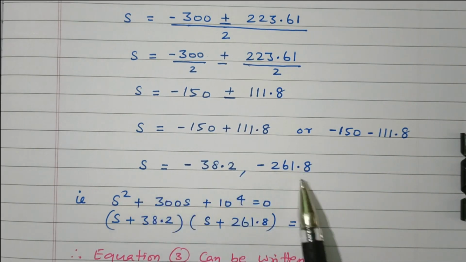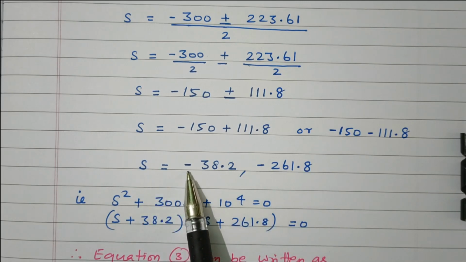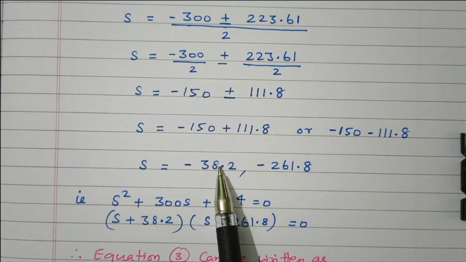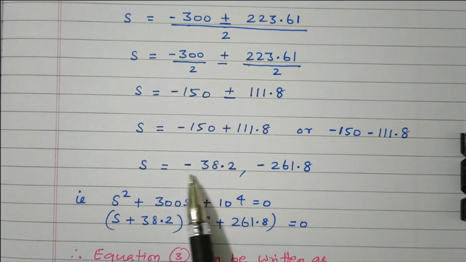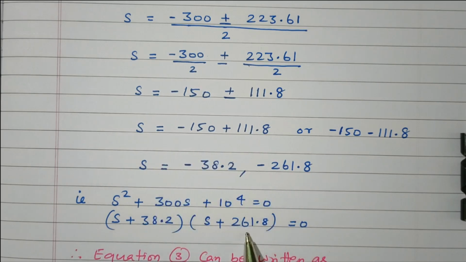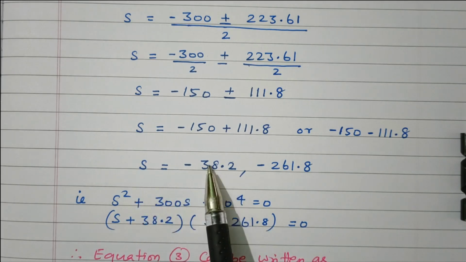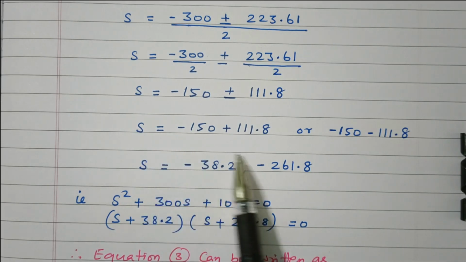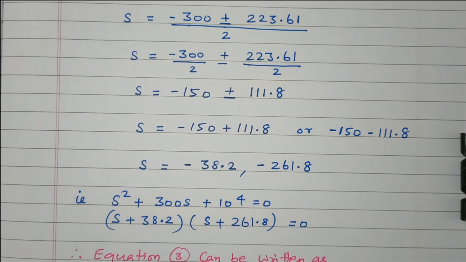So this is the s2 value. So s equal to minus 38.2. So we'll bring this term this side. s plus 38.2 equal to 0. Similarly, bring this term this side. So s plus 261.8 equal to 0. Right? Now this quadratic equation is written in another form with the two different roots. This is s equal to. While writing the root, we need to bring this term this side. Similarly this side. So it becomes plus. Right. Now we got this simplified form.